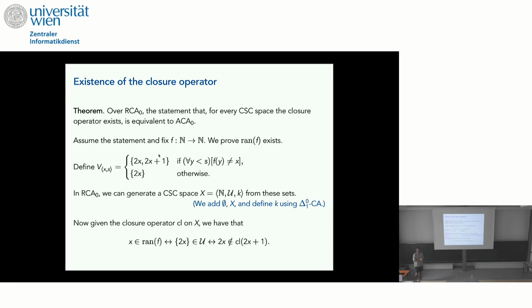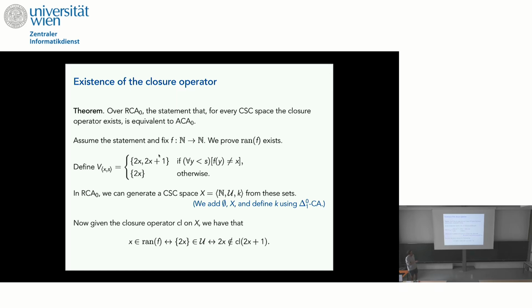Now if you look at the CSC space generated by this, you're going to have a bunch of these things. Each one of them, for various x's, is going to contain 2x and 2x plus 1. And for those x's that are in the range of f, there's also going to be a bunch of just singleton 2x's in there. That's great, because now we can say that x is in the range of f if we have the closure operator, if and only if 2x is in U.